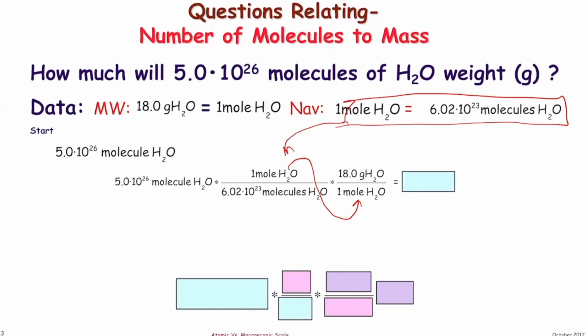And so all I got to do in my calculator now is take 5 times 10 to the 26 divided by 6.02 times 10 to the 23rd multiplied by 18. And I get that value, 14,950 grams. That's why you need to learn dimensional analysis. You're going to do that a lot in chapter 7.